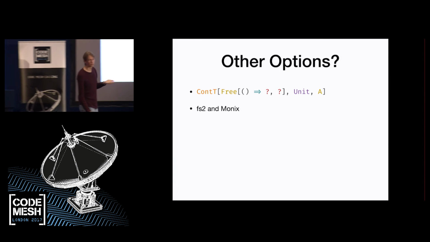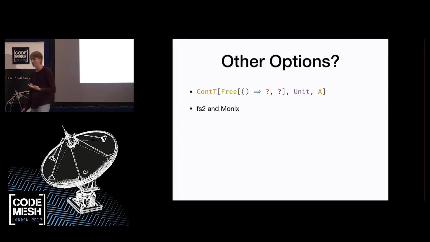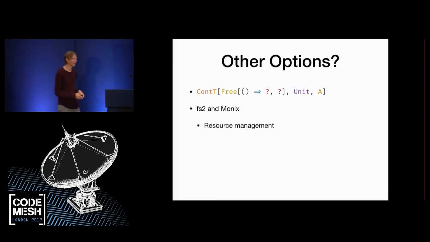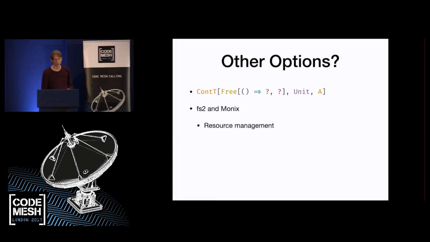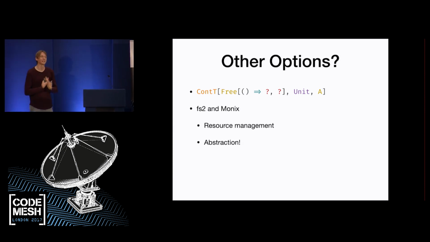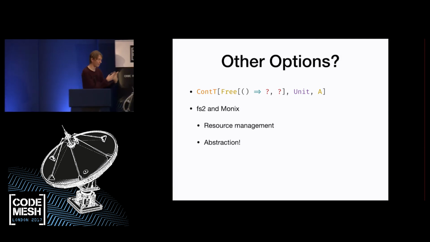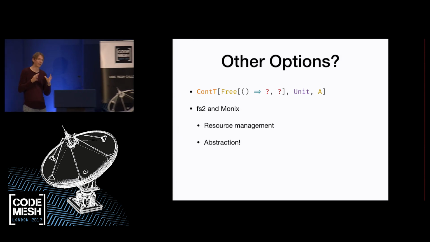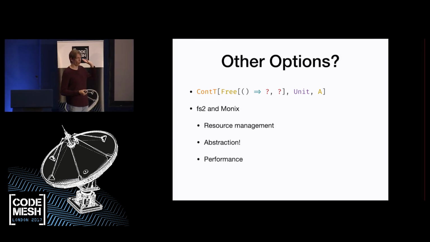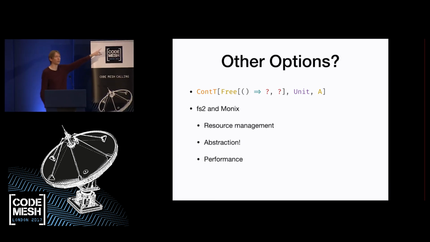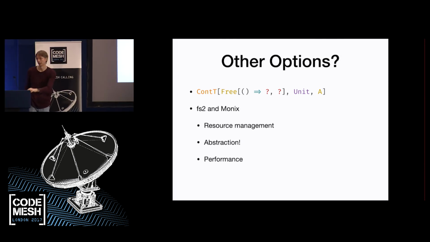Other frameworks have stepped forward to try to fill this problem space. FS2 and Monix are two streaming libraries in Scala. They both provide task implementations with resource management, with abstraction. This was FS2's contribution to the space, as they, for the first time, defined what it means to be an effect, what it means to be asynchronous, in a very general way. Both of these also provide performance which is an order of magnitude better than Scalaz 7. Monix in particular has a really, really fast task implementation.